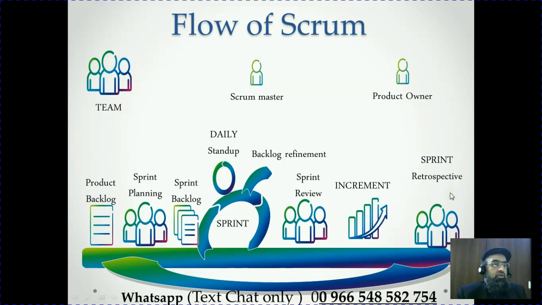Then sprint retrospective meeting. Here we sit together, and the purpose is to find out the lessons learned, any bad mistakes, or any good things we tried and they worked, so we want to keep them in the future, so we can enhance the processes or our methodology. So this is the flow of Scrum here.